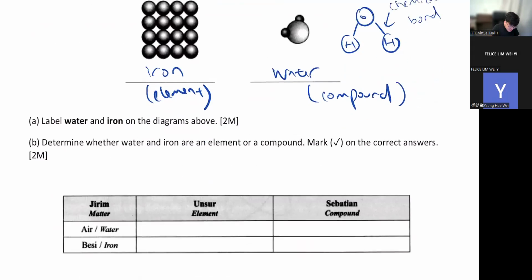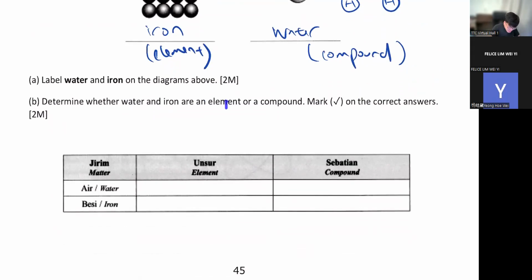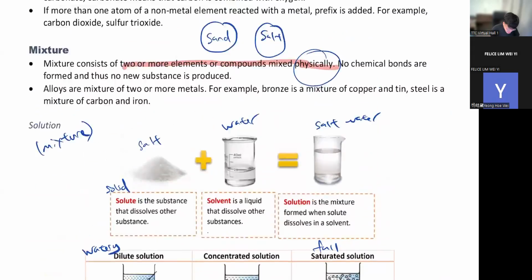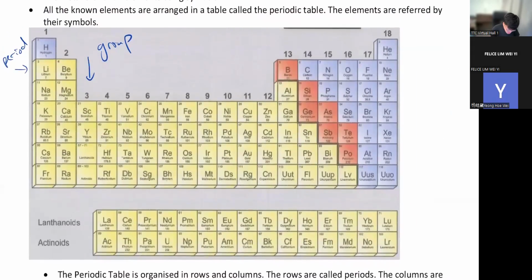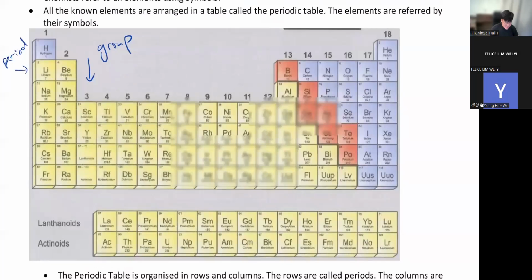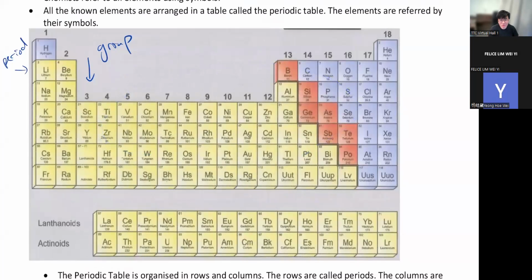Okay, so anyway, determine whether they are element. I mentioned the answer already. Water is compound. Iron is element. Okay, iron is an element. Iron is right here, Fe. Inside here, you don't find water, because water is H and O. You cannot find compound here.